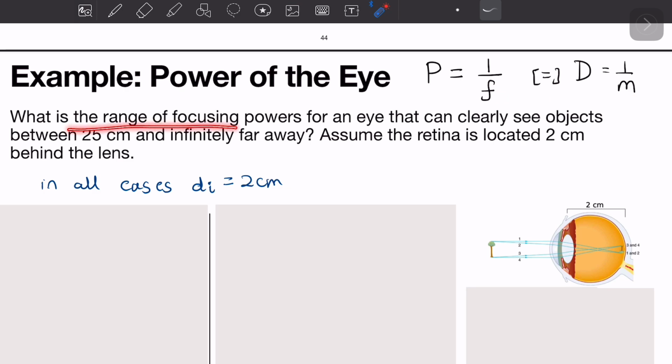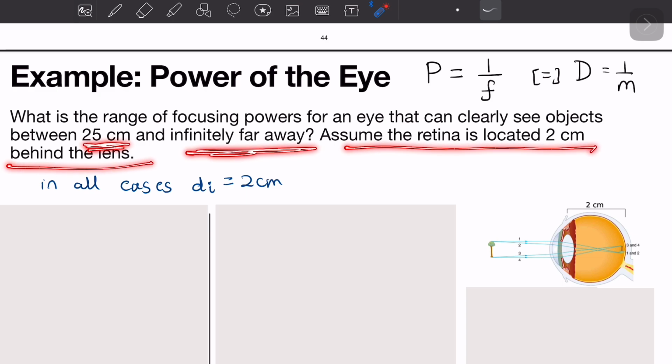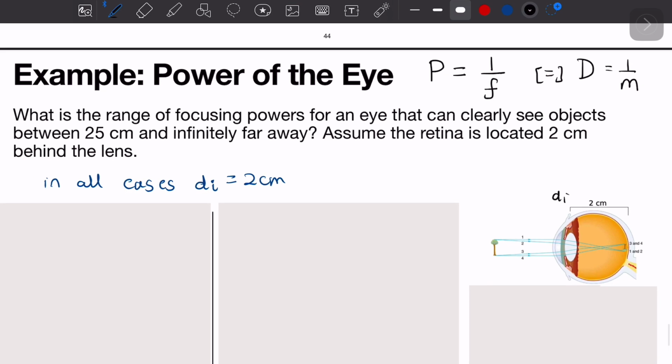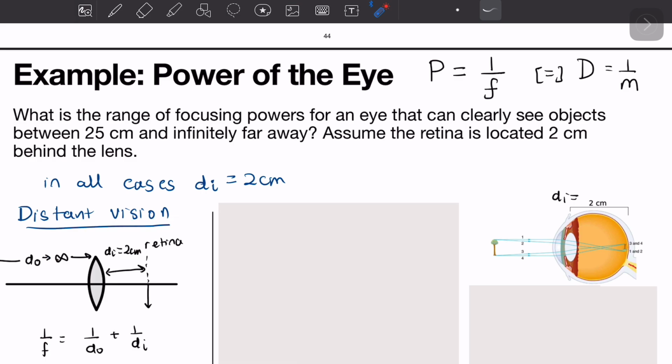What is the range of focusing power of an eye that can clearly see objects from 25 centimeters to infinitely far away? Assume that the retina is located 2 centimeters behind the lens. As I mentioned earlier, basically our image distance for our eyes is fixed. We need to take some kind of object and we need to focus it on the retina, which is 2 centimeters away. So let's start first with the distant vision.